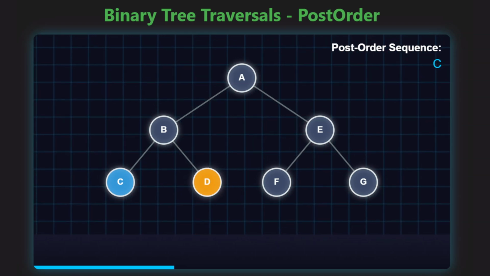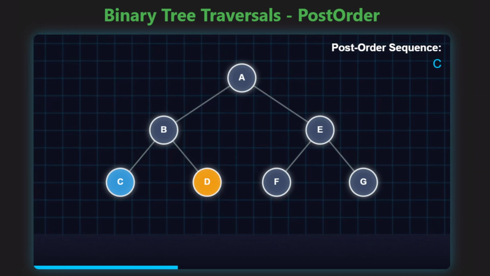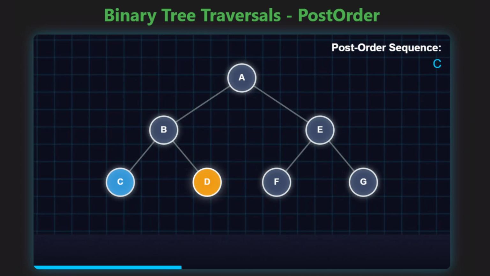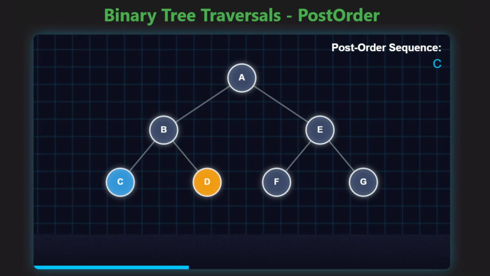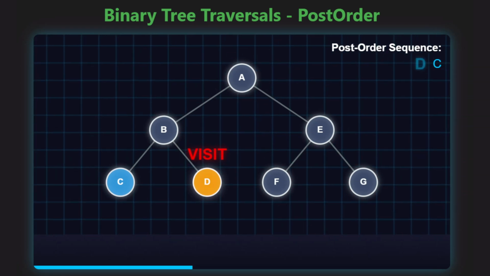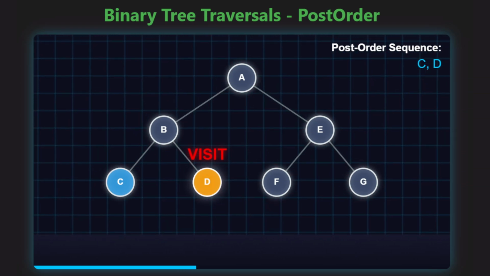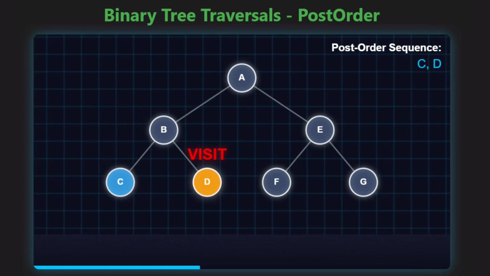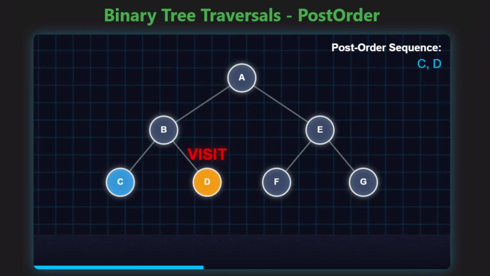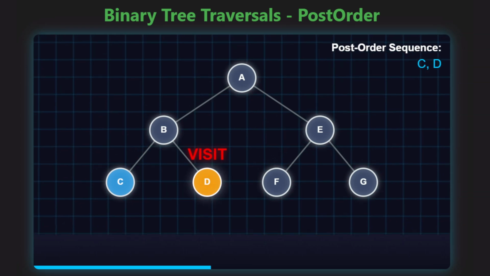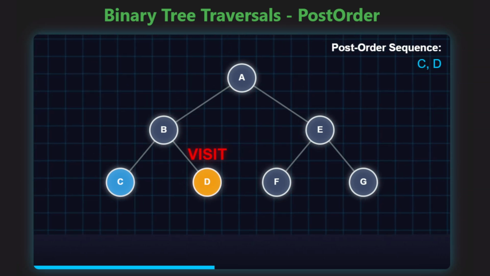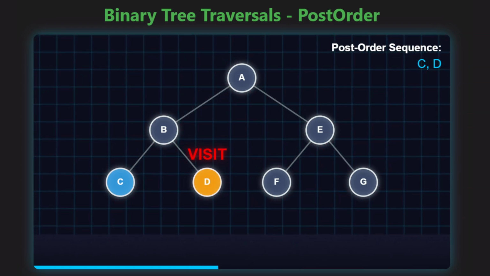We've just finished B's entire left side. The next step in our left-right visit rule is to check the right side. We travel to D. Now, at D, does it have a left child? No. A right child? No. So we can immediately visit D. D is the second node in our sequence.